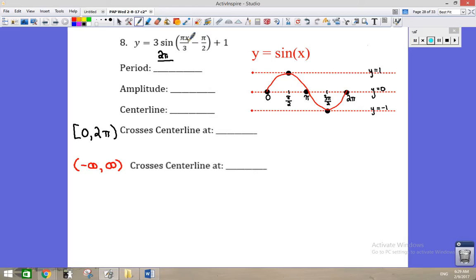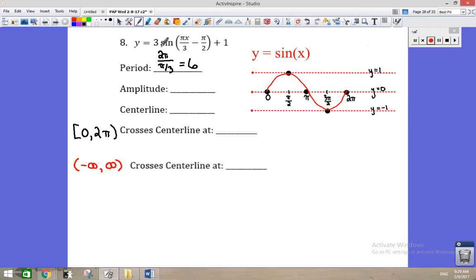The coefficient in front of x here, the coefficient of x is pi over 3. So 2 pi divided by pi over 3 is 6. And your normal period for a sine curve is 2 pi, which is about 6.28. So it's a very slight horizontal shrink here. So we're not expecting to lose any places where it crosses the center line.